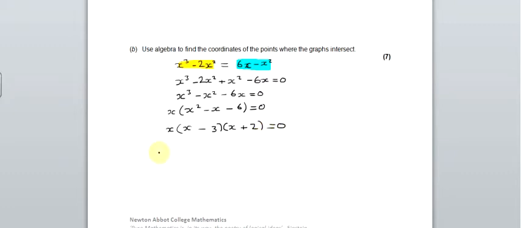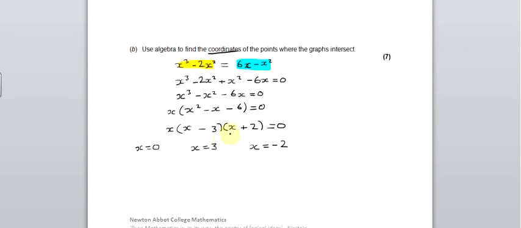And then we can see our three solutions. So first of all, x equals 0, because if this was 0 it would make the whole lot 0. And then we've got x could be 3, pardon me, that's this one here. And then finally we've got x could be negative 2. And it says it wants the coordinates, which means we need the y coordinates as well.